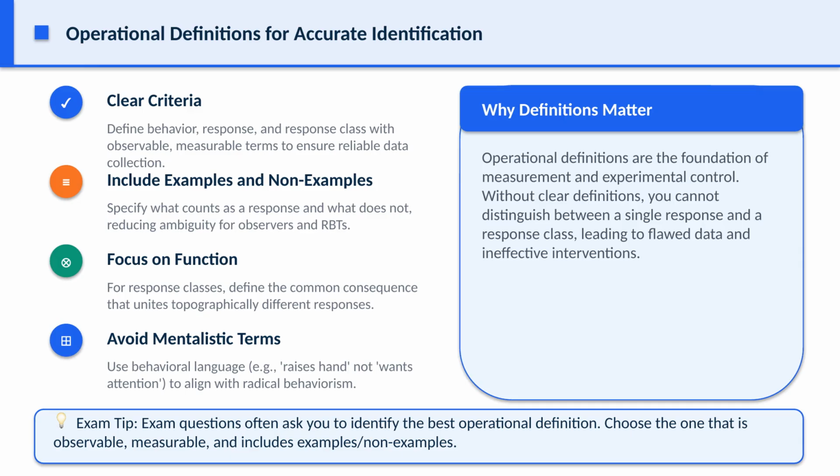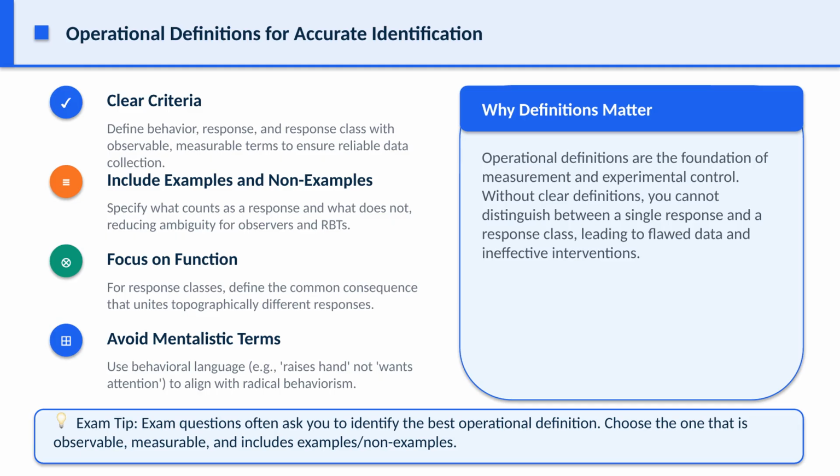and response class. This slide emphasizes that each definition must include observable, measurable criteria, such as arm raises above shoulder height, so that any trained observer can reliably record occurrences. Including explicit examples and non-examples reduces ambiguity for RBTs and other team members. For instance, specifying that a response includes only completed hand raises, not partial movements.